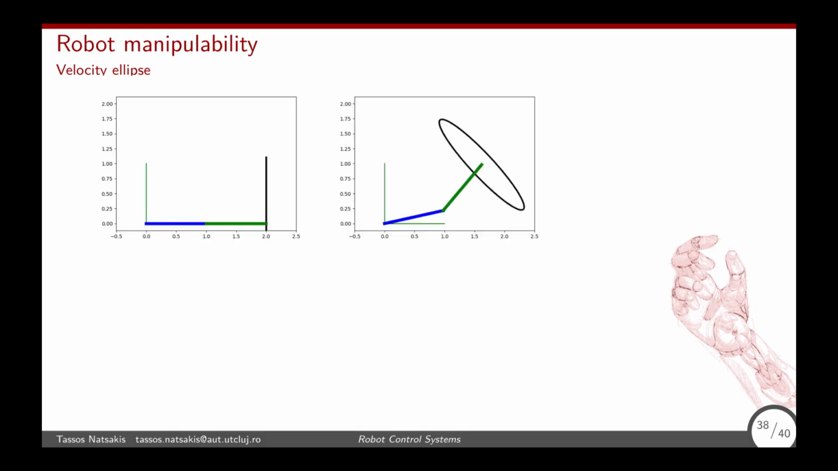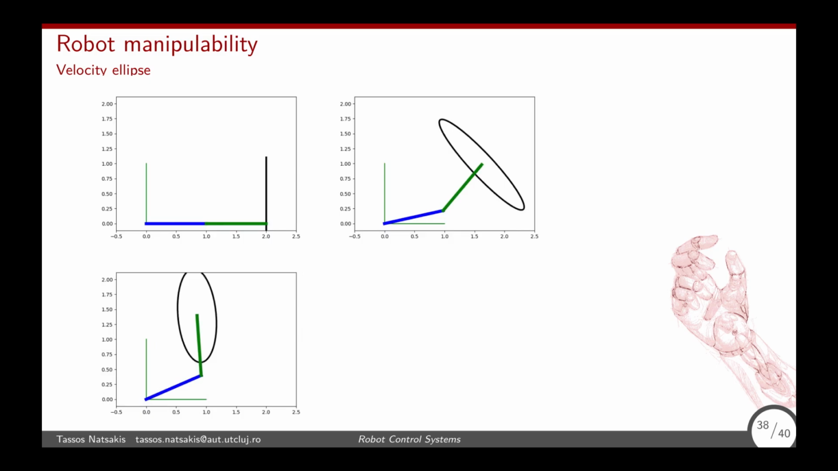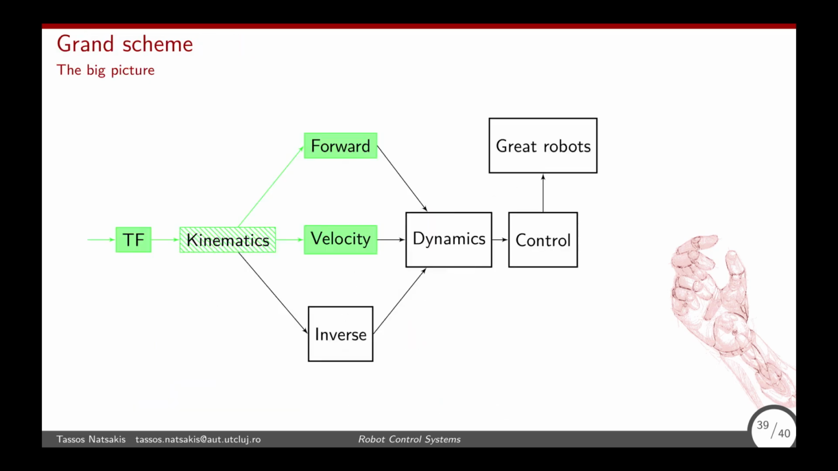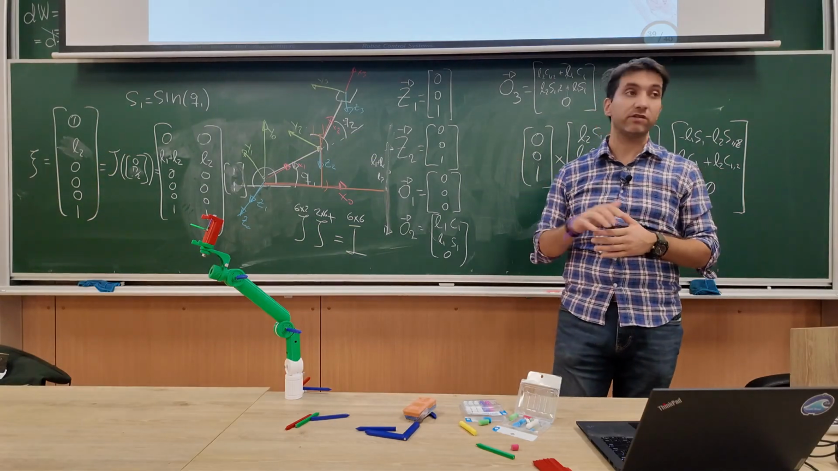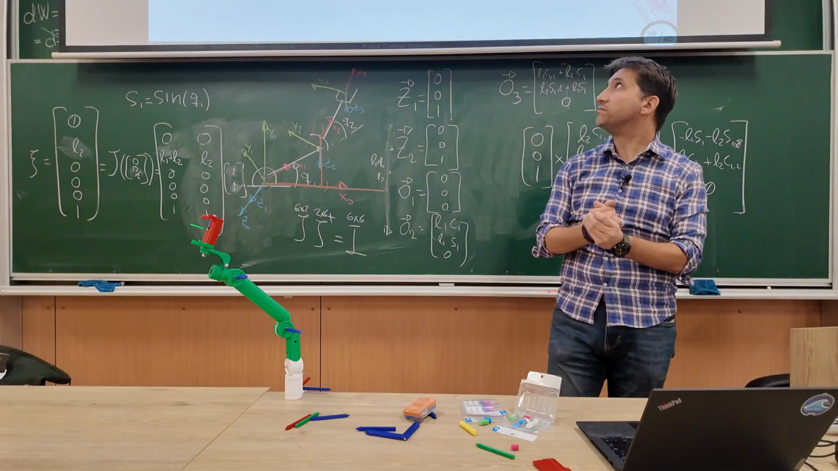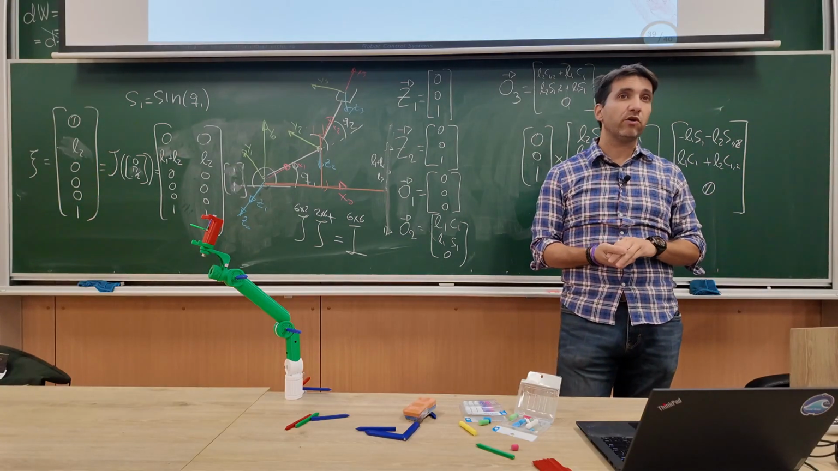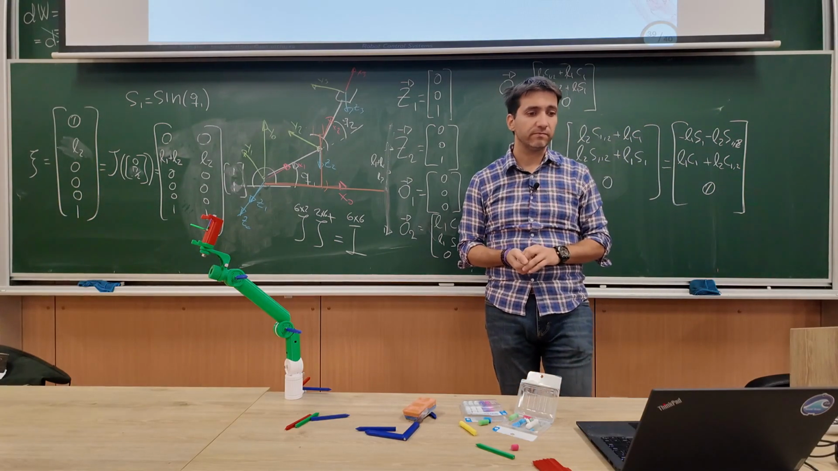So that's all I had to say on the Jacobian and the velocity, and that basically completes the forward kinematics both for the positions and orientations and velocities of the end effector. Next we will talk about the inverse kinematics.